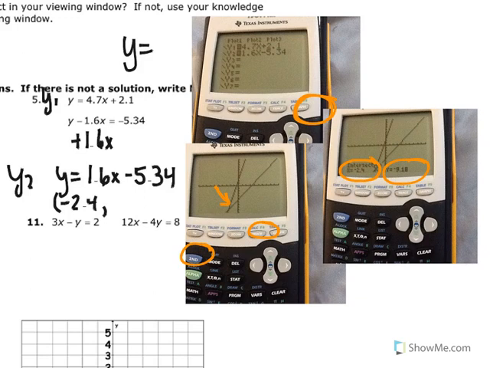Negative 2.4 is the x value, and negative 9.18 is the y. Those are the two values that, when used in both equations, will make them come out true at the same time. Okay, now we have 2 more to go and we'll be finished.